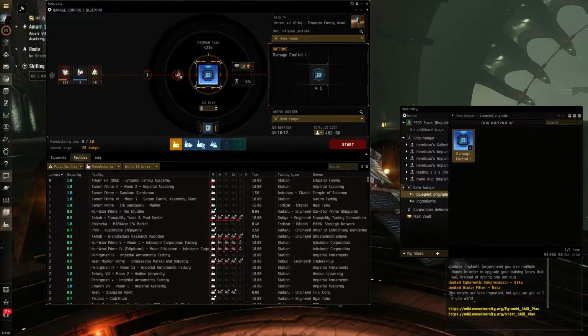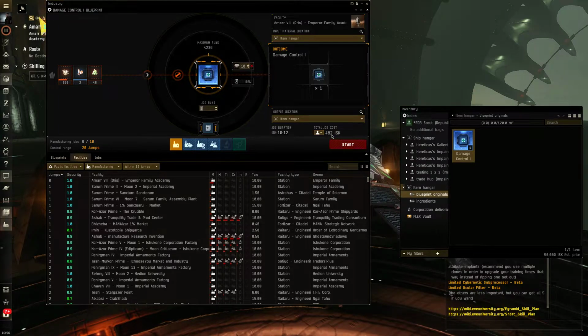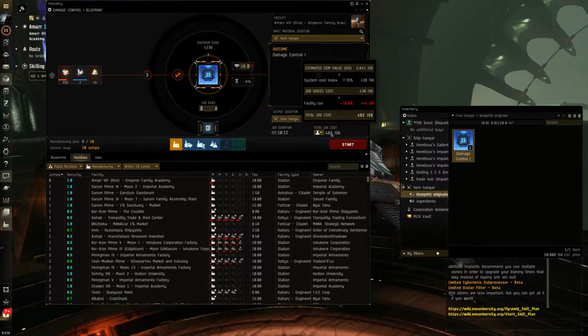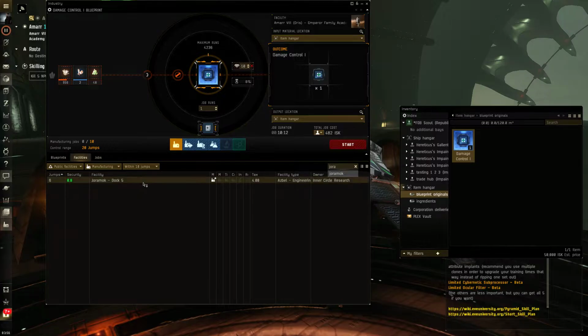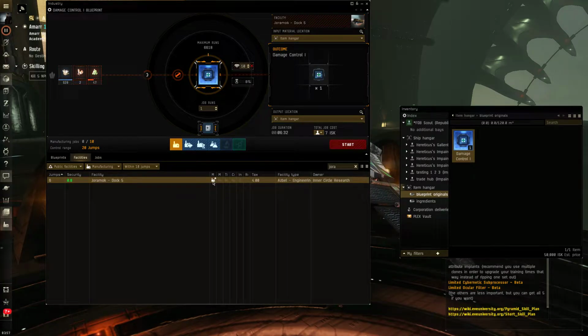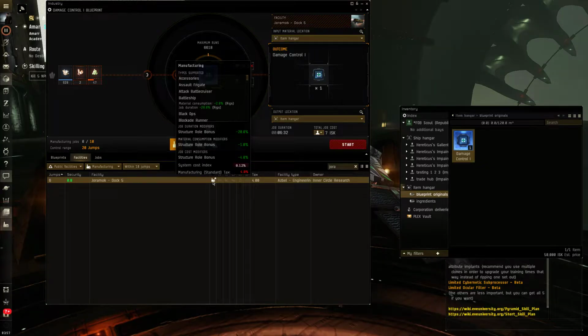This is a player station, this is an NPC station, this is the hub. We don't want to build here. The job cost is going to be obscene. The system index is going to be outrageous. It goes from 0.08 all the way up to 14%. So let's try to get it as low as possible. I went around searching, and this is the lowest system index player-owned station that has the rig for the equipment.